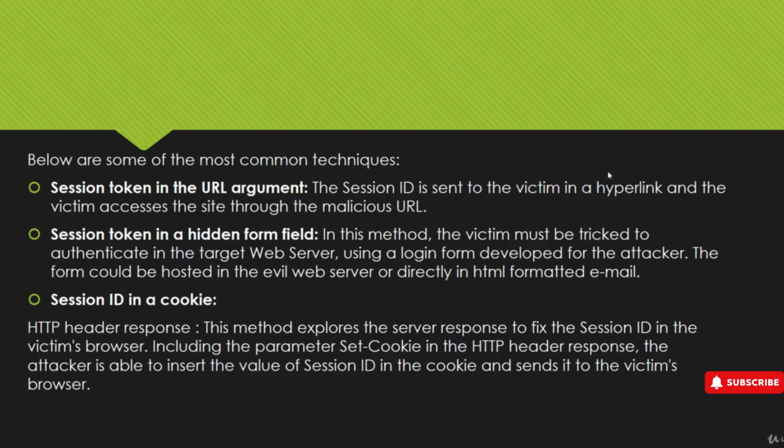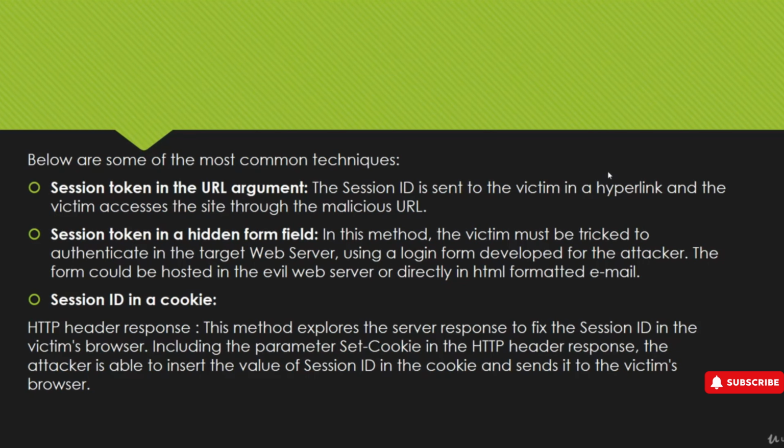Session token in the URL argument. The session ID is sent to the victim in a hyperlink and the victim accesses the site through the malicious URL. Session token in a hidden form field. In this method, what happens? The victim must be triggered to authenticate in the target web server using a login form developed for the attacker. The form could be hosted in the evil web server or directly in an HTML formatted email. That's another way. The third way is session ID in a cookie.